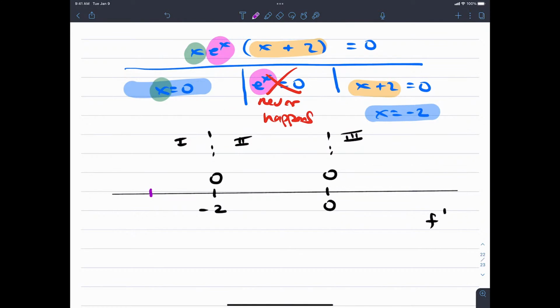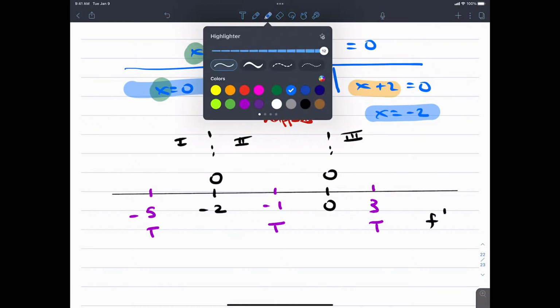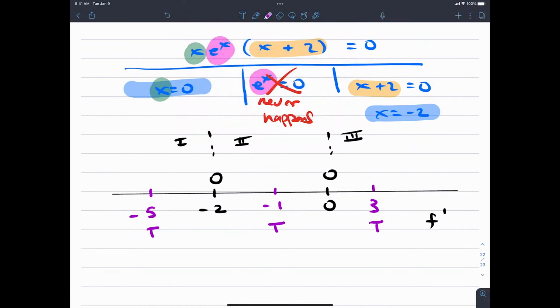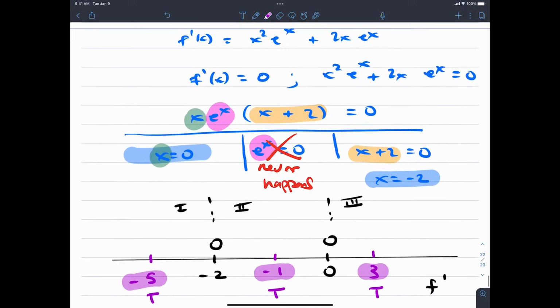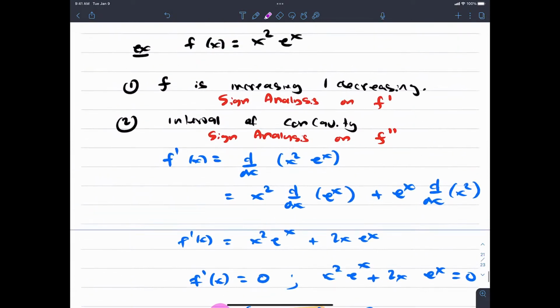So in sign analysis, give a test point in region 1. What do you guys think? Well, be careful. It has to be to the left of -2. You can say -3. If you want to be safe, you can say -5, right? There's your test point. A number in region 2, -1 could be used here. Then a number in region 3, anything to the right of 0, maybe 3. So I want you to know you're testing the signs on the first derivative. And where is that first derivative?